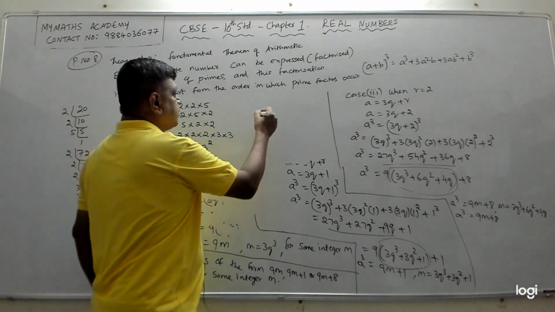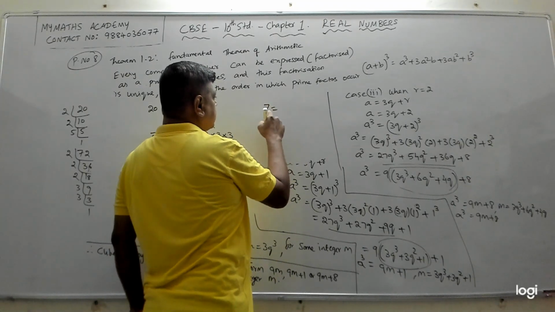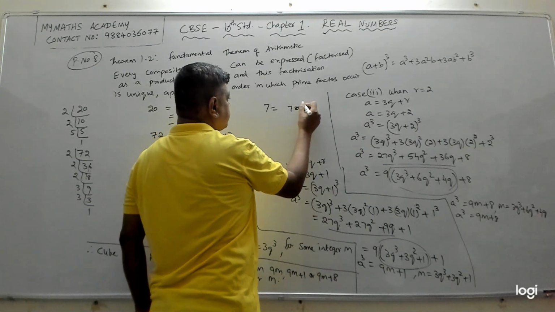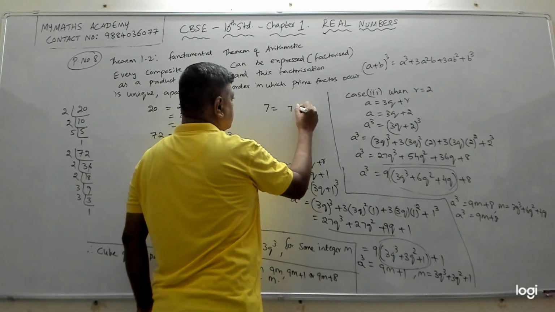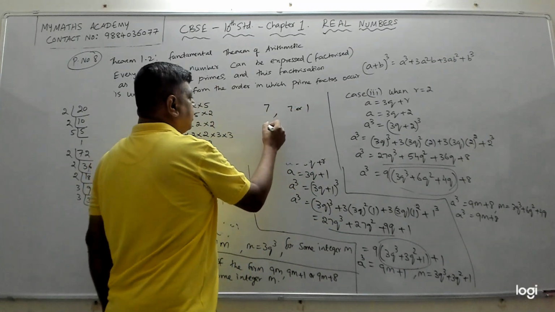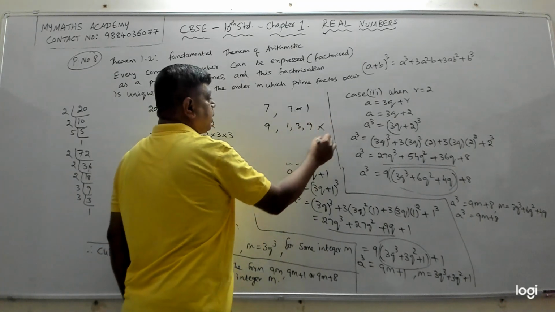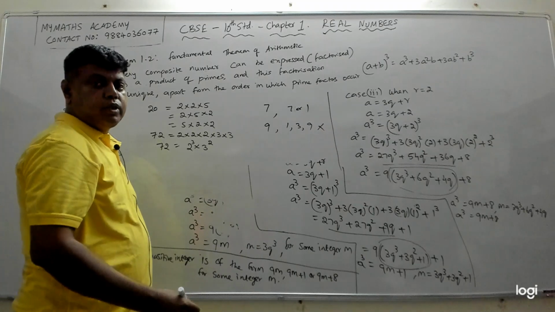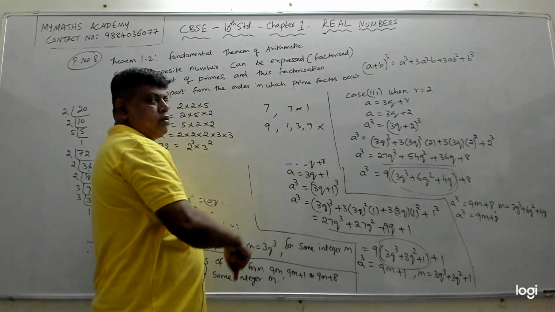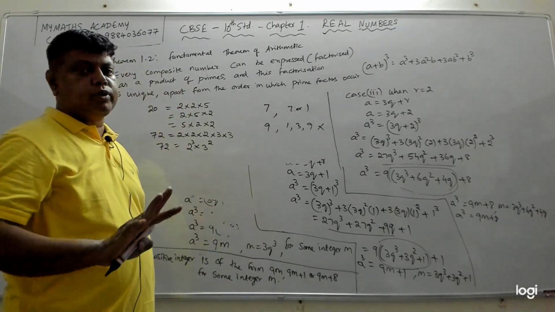Suppose I have 7. 7 is divisible only by 7 or 1. If I take 9, 9 is divisible by 1, 3 and 9. So it is not a prime. 9 is a composite number. A prime number should be divisible only by itself and 1. And 1 is not a prime number. 1 is neither prime nor composite.